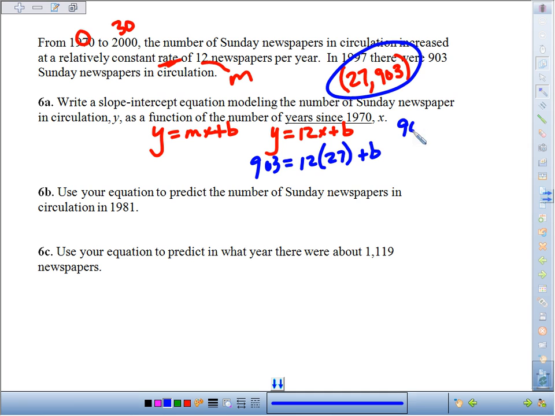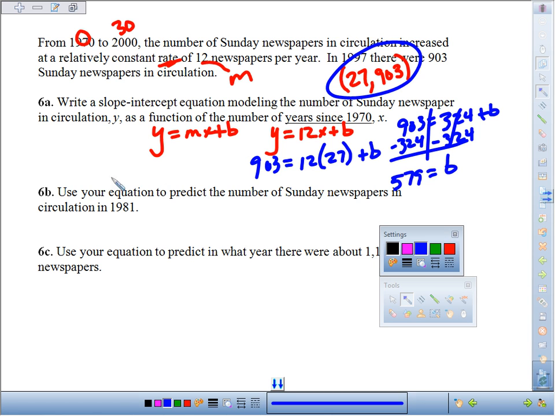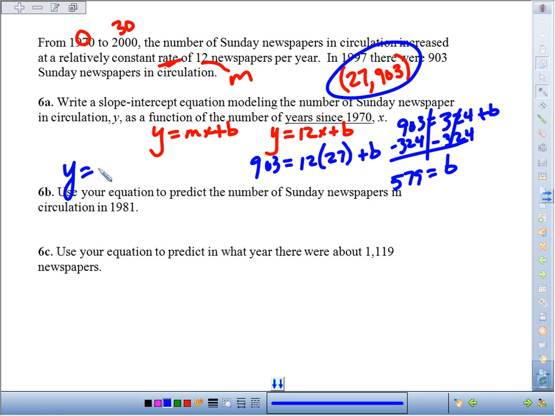You get 903 equals 12 times 27, which would be 270, plus 54 is 324. So to make this true, subtracting 324 on both sides, we find out that the y-intercept is 903 minus 324, which is 579. So our full equation then is y equals 12x plus 579.